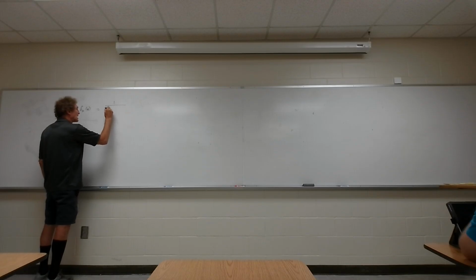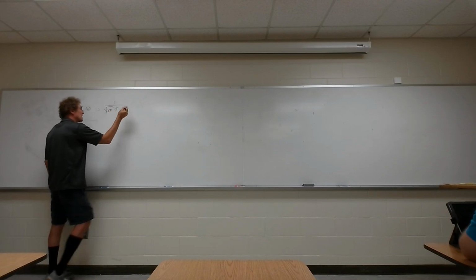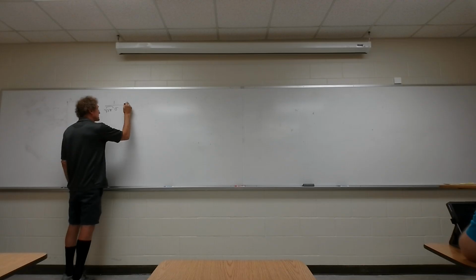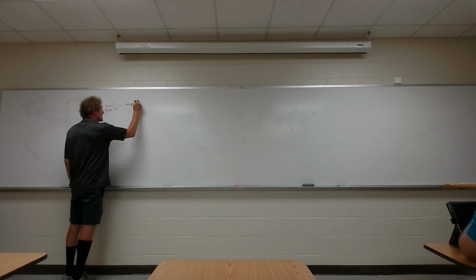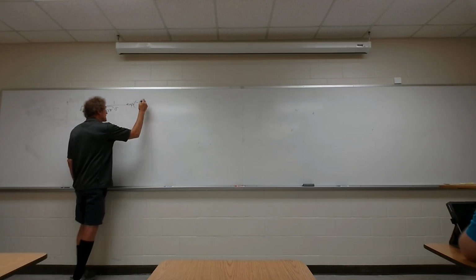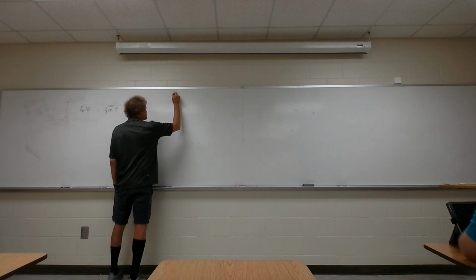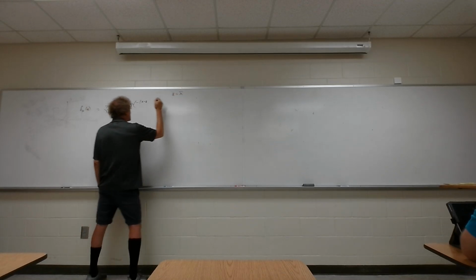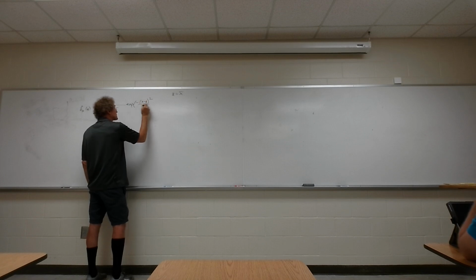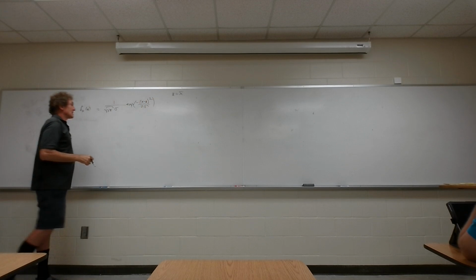We know the density function for the Gaussian in general is 1 over the square root of 2 pi sigma, where sigma is the standard deviation, times exp of minus (x minus u) squared over 2 sigma squared. I'm going to use u because your calculator uses u for the mean value. And that is the Gaussian distribution.